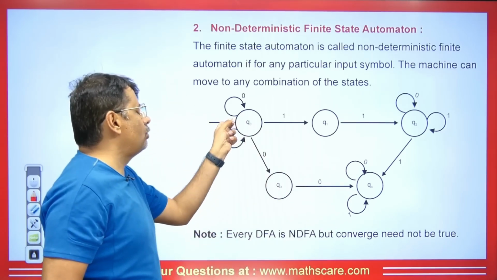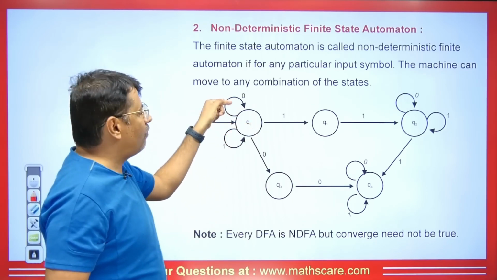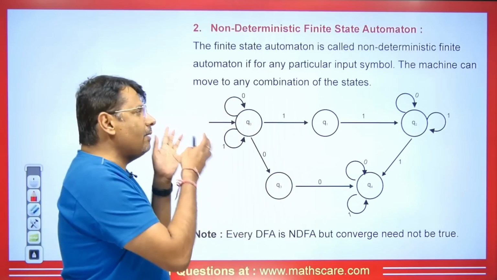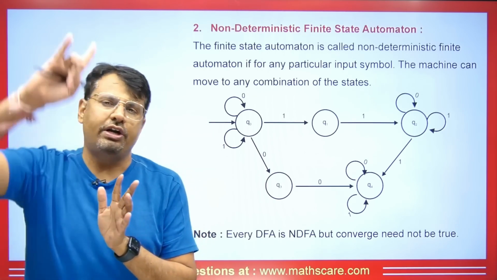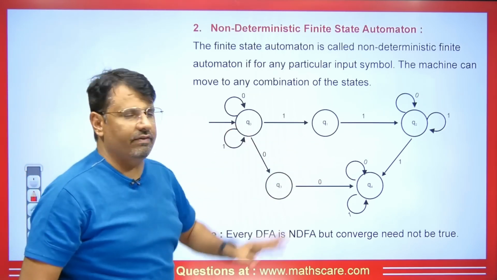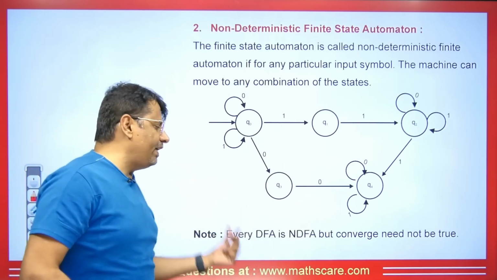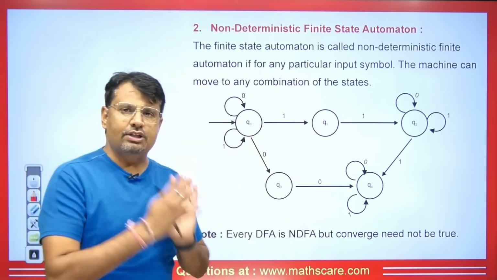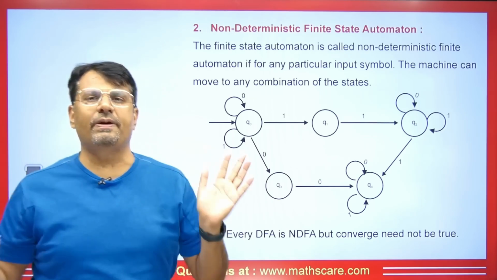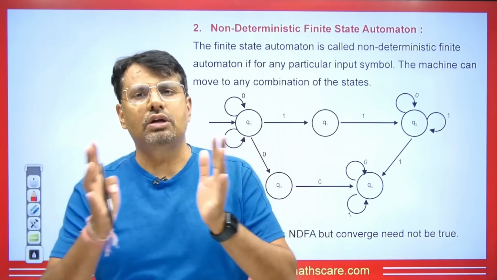If by any chance it goes to Q0 on 0 input and it goes to Q3 on 1 input, it goes to different states on different input, then it is DFA. So this is the difference between the DFA and NDFA. There is one more important thing. Listen to me carefully. Every DFA is NDFA, but the converse may not be true. The converse is not true here.